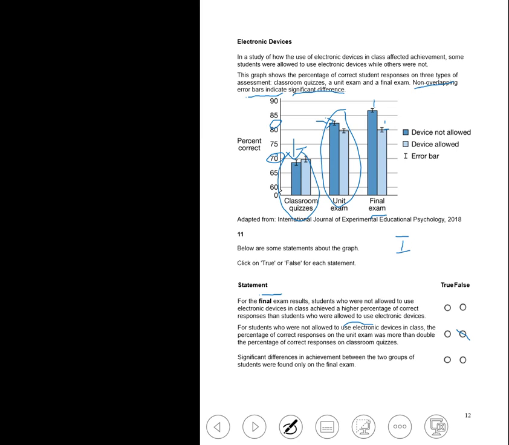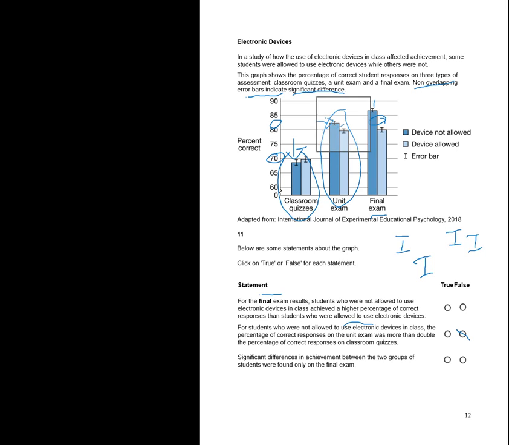And therefore, when it's saying that there's a significant difference, it means when two error bars have separation between the two of them. As we can see there, if we've got two error bars where there is a little bit of overlap, then they're saying that there's not a significant difference between the two of them. So we can see obviously a very large gap for the final exam. There is a very small gap here in the unit exam, and there's overlap in the classroom quizzes. So it's actually both the unit exam and the final exam where there's significant differences, which means it is false that it is only found in the final exam.